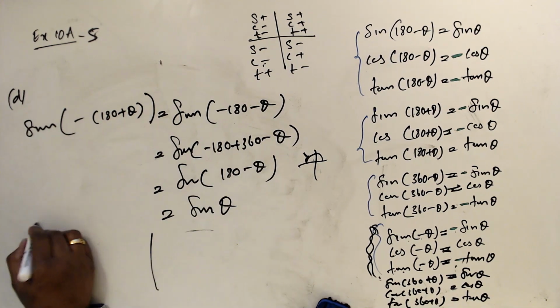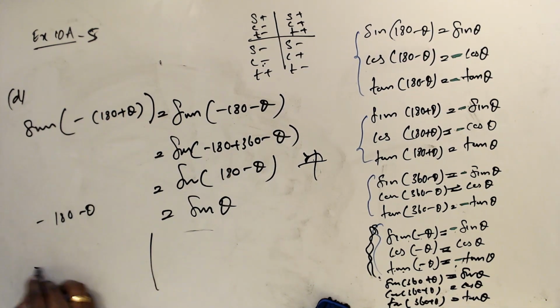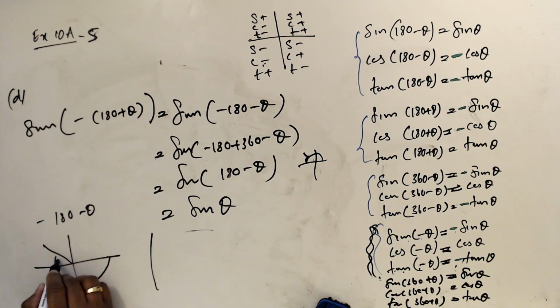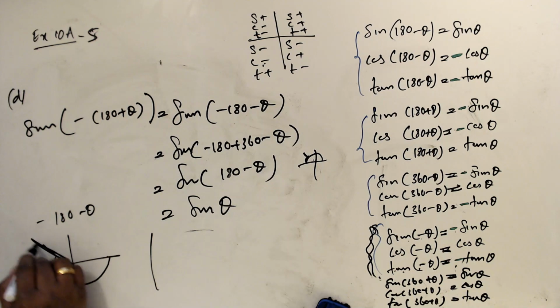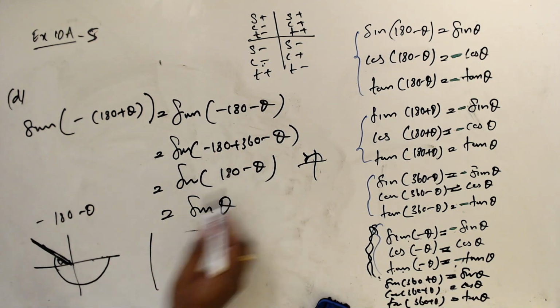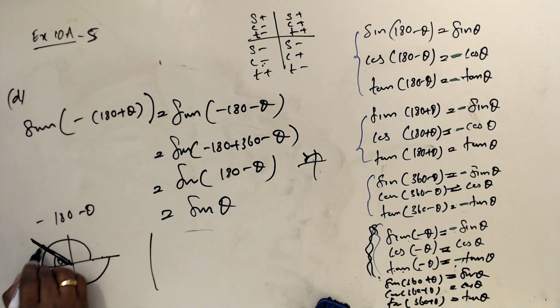Let's see the diagram. Minus 180 minus theta means we have to go clockwise, 180 and further go another theta. So this is the hypotenuse. This is the same as 180 minus theta.